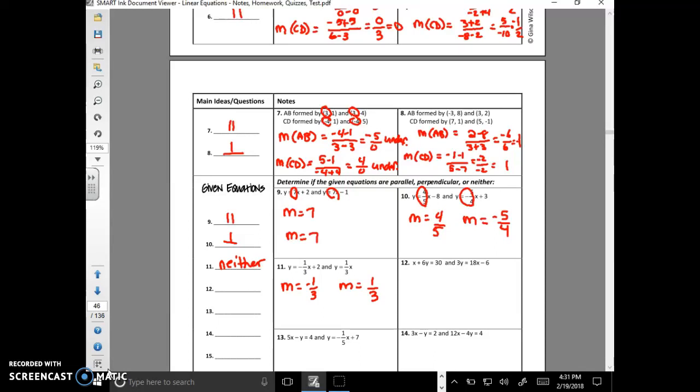Okay, number 12, we're going to change that to slope-intercept form first, so we're going to subtract x, and then we get 6y equals -x plus 30, divided by 6, everything, and y equals -1/6 x plus 5. And then this one, we're going to say 3y, so everything gets divided by 3. And then you have y equals 6x minus 2. So we're going to look at the slope. That's a 6. That's a -1/6. It's the negative reciprocal, so perpendicular.